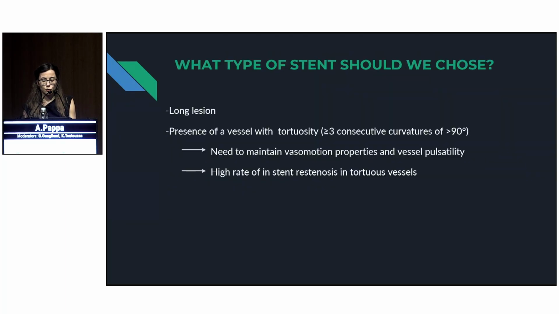So what type of stent should we choose in this particular scenario? We have a long lesion, as I mentioned, which would require a big amount of metal in order to be treated. There is a vessel with tortuosity with over 3 consecutive curvatures of over 90 degrees of angle. So those two elements make it a high-risk patient for in-stent restenosis and late events.